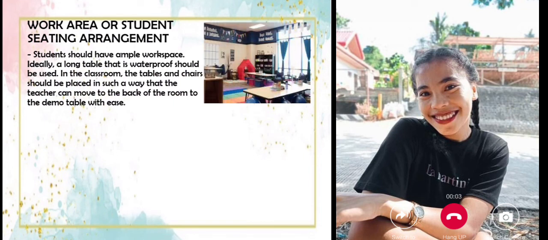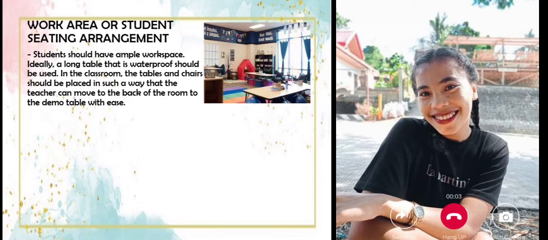Next is the work area or student seating arrangement. The students should have ample workspace. Ideally, a long table that is waterproof should be used. Individual tables and chairs are also okay but can sometimes be hard to go around and guide individually. It is better to work on the floor if you are painting, especially when sharing materials.